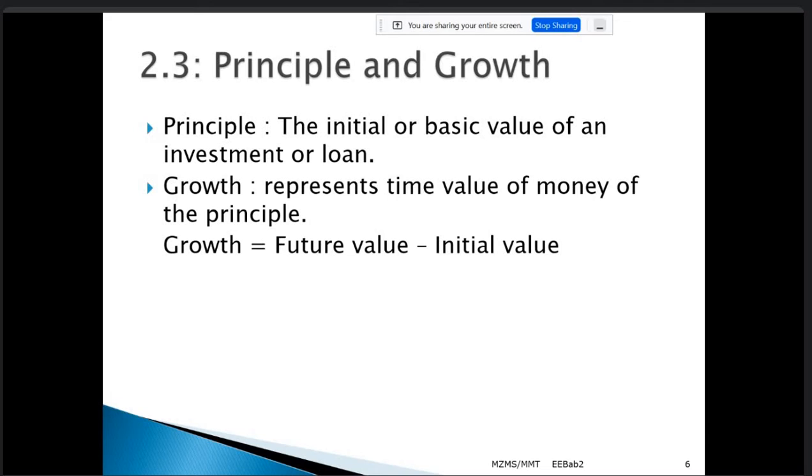Okay, principal and growth. The initial or basic value of an investment or loan, that is principal. Principal means pokok in Malay. For example, you borrow 30,000 just now. So 30,000 is the principal, the basic value, how much you borrow. Growth represents the time value of money of the principal. So growth means future value minus initial value.